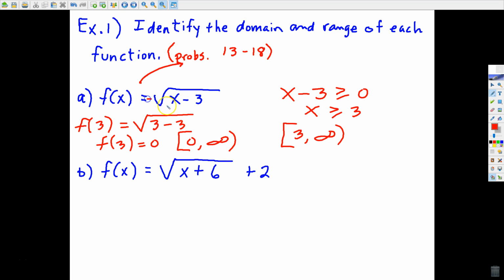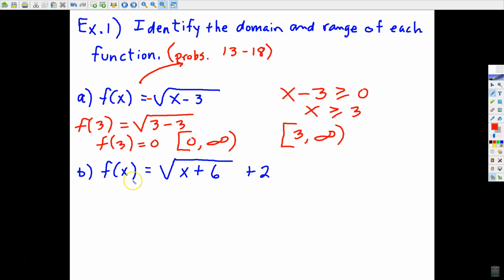If it had been negative, that means this graph would be from this endpoint heading downward. And now I'm talking about all the numbers less than or equal to 0. Okay, does that make sense?